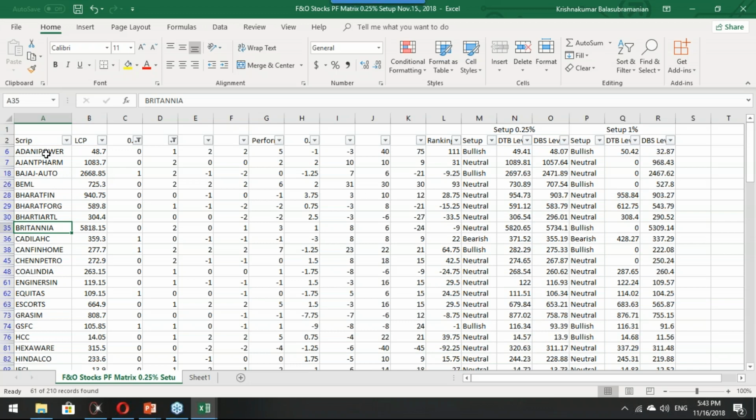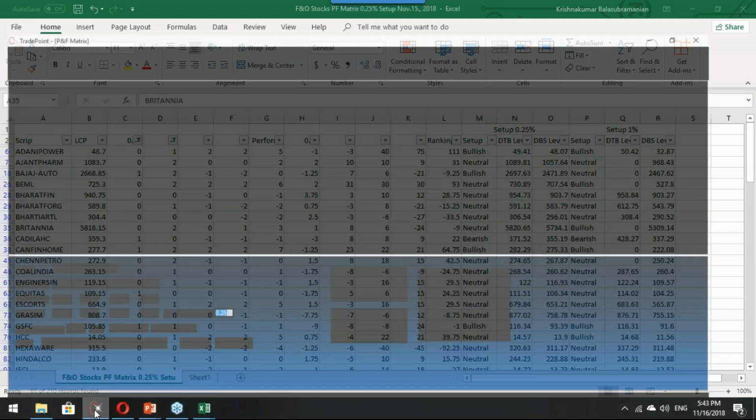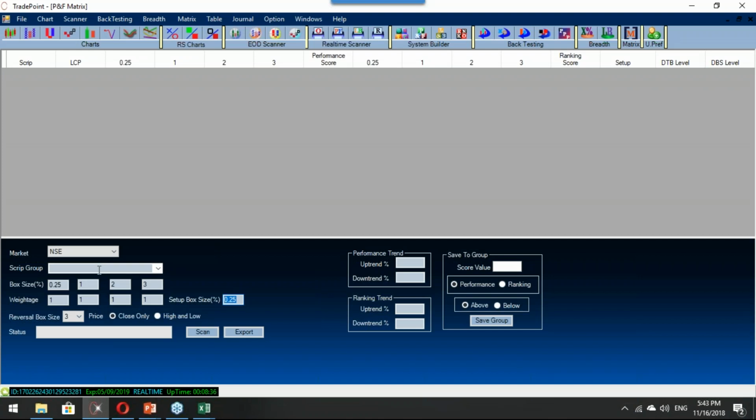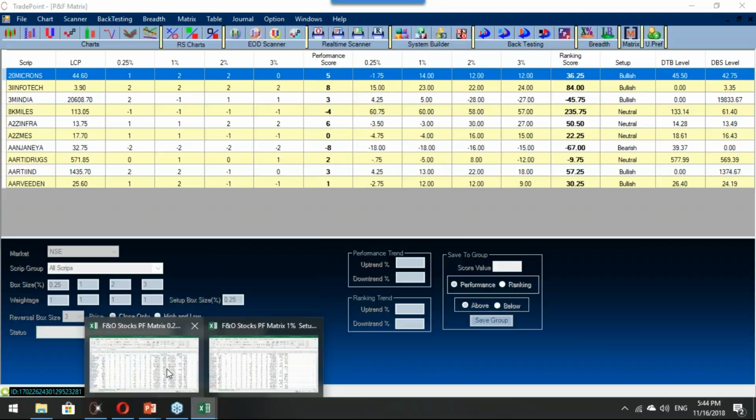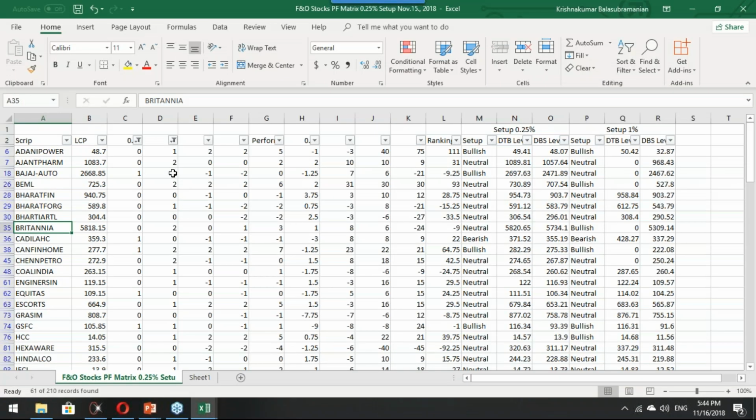See, the universe that we are looking at is only F&O stocks. You can probably run the scanner based on all stocks. Here, what you can do is choose all scripts, and you can probably run this. Let the scanner run in the background, and you can adopt the same thing here.